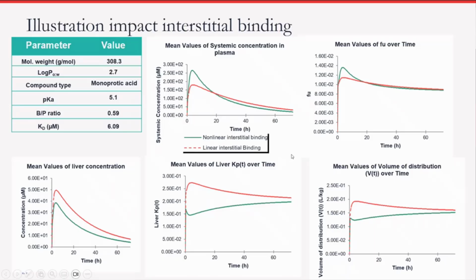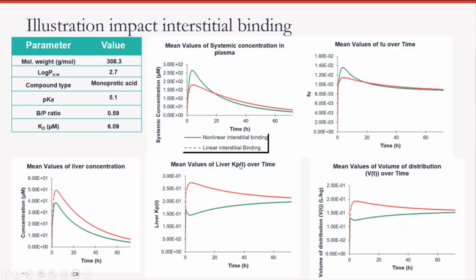Okay, so just an illustration of what that impact can have of turning on the interstitial bindings. There's just two simulations running, and the only difference is turning on that interstitial binding option. So that's when the option is on, that's the green line, and the red one is where there isn't the interstitial binding.